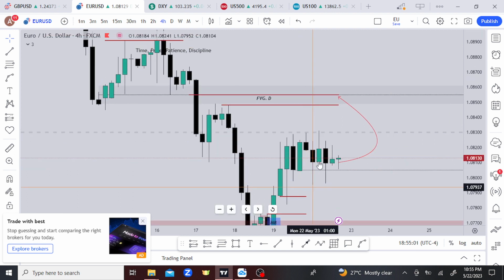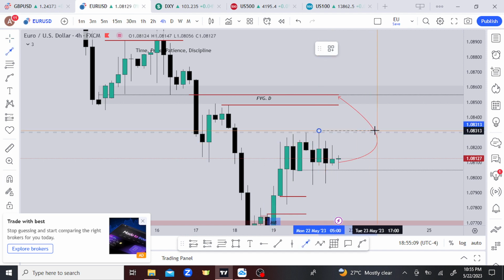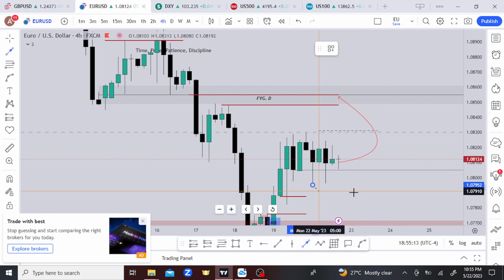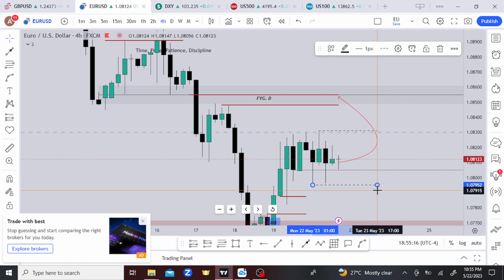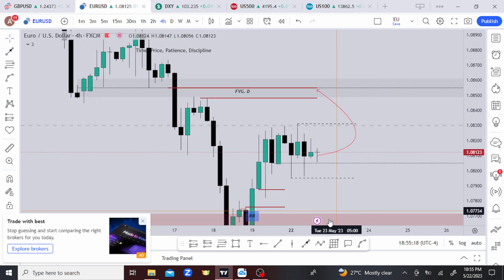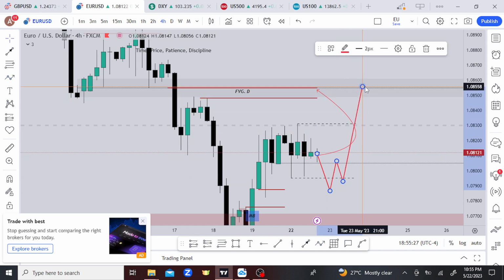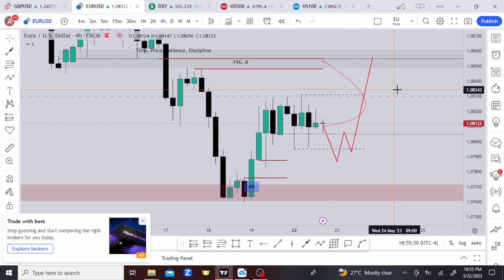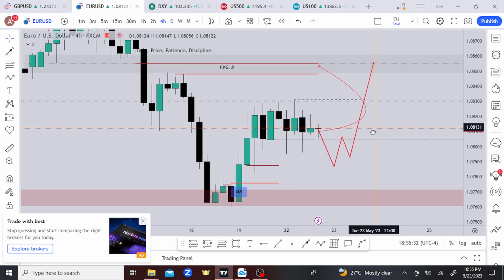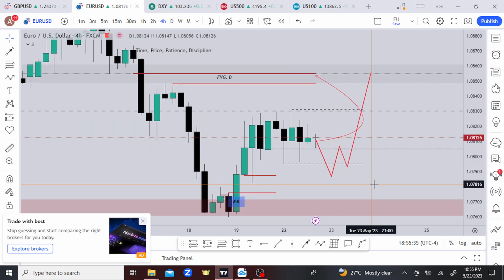Currently euro dollar is ranging. It has built liquidity on both sides. So buy side liquidity has been generated here, and sell side liquidity has been generated here. So possibly price can spike the lows here, give a market structure shift and shoot for the draw on liquidity. Okay, so that'll be a possible scenario going into tomorrow.